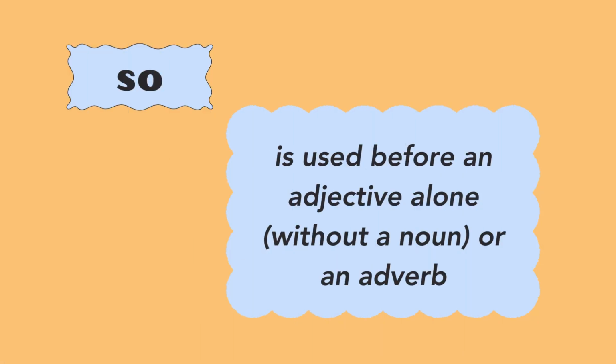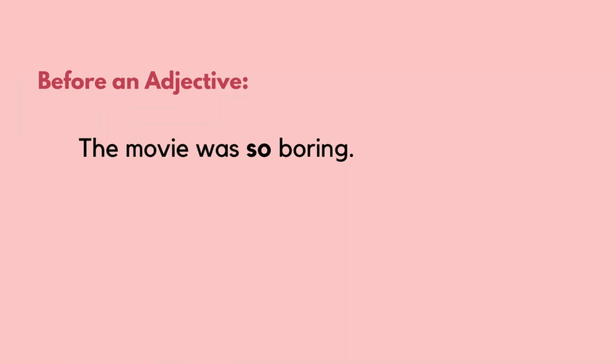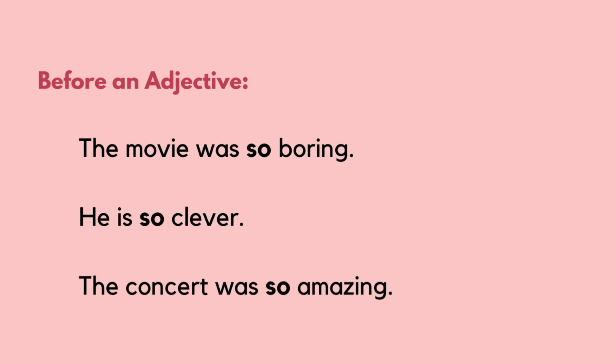Now let's discuss the usage of so. So is used before an adjective alone, without a noun, or an adverb. Here are some examples. Before an adjective, like: the movie was so boring. He is so clever. The concert was so amazing.